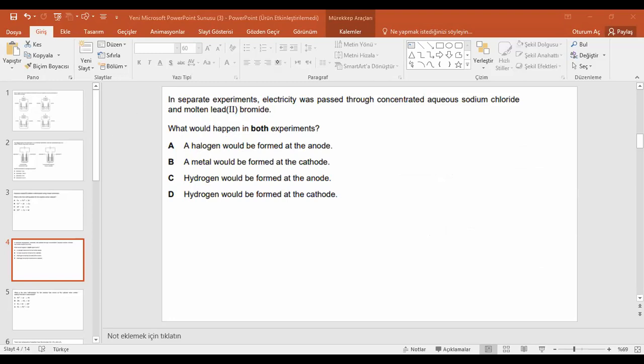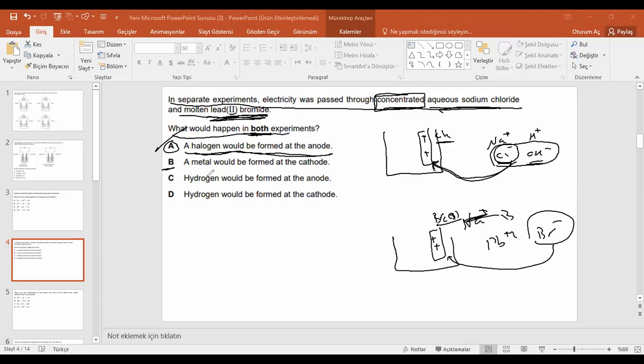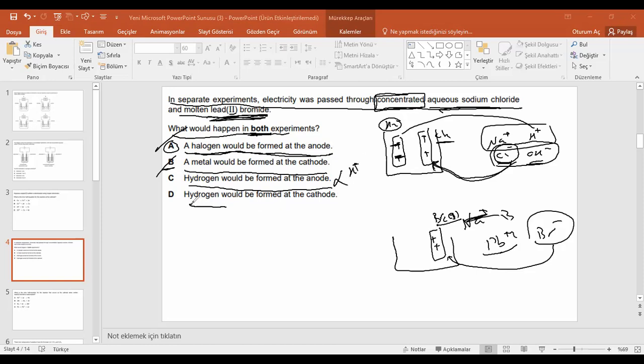Now, why are the other options wrong? A metal would be formed at the cathode. Look, guys, at the cathode in the first experiment, hydrogen gas will be produced, as we said, but in the second, a metal will be produced. So B is wrong. Hydrogen will be formed at the anode. This is impossible because H is positive and the anode is positive. Hydrogen will be formed at the cathode. Yes, here hydrogen is formed at the cathode, but in the molten compound we don't have hydrogen at all. So option A is the correct option.